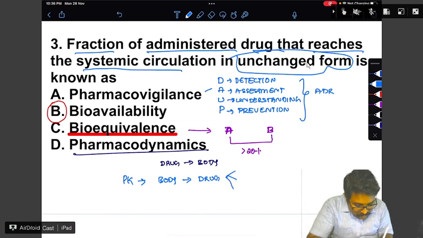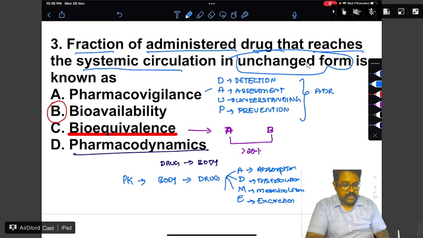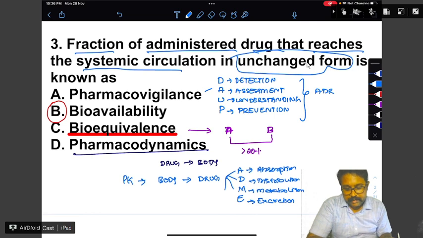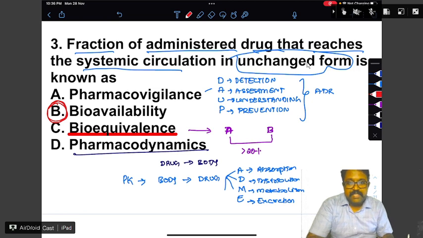It mainly deals with ADME, that is absorption, distribution, metabolism, and excretion. So these definitions you should remember, but here the answer will be bioavailability. Bioavailability is the fraction of administered drug that reaches the systemic circulation in an unchanged form.